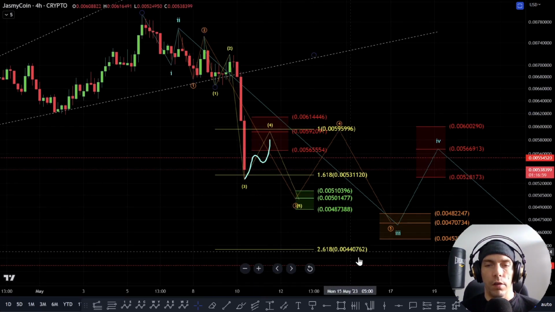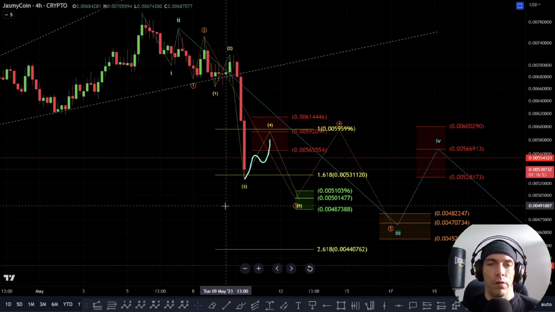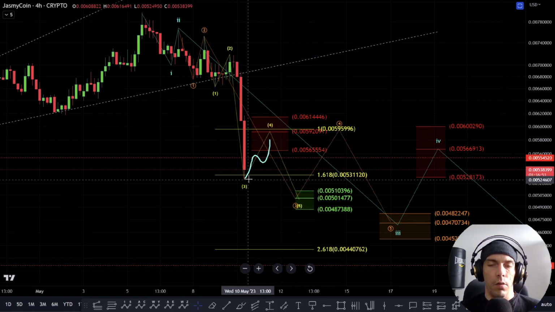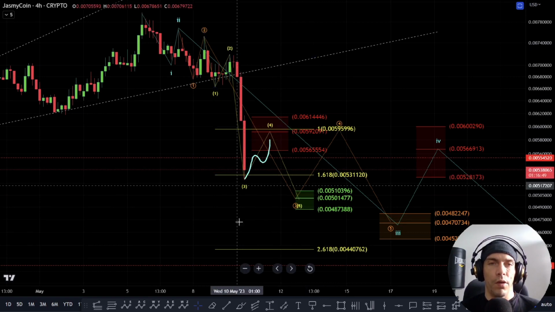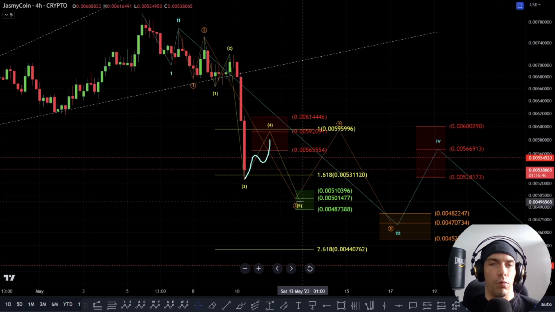If it does look to extend out deeper, 2.618 would be here at this 440762 area. So this could be a zone we actually look to break down deeper to if we start to get further extension within these waves.